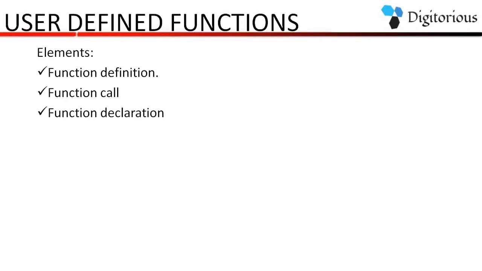The function definition is nothing but the set of instructions we want to get executed. The function call is the call we give to the function whenever we need to execute those set of instructions. The function declaration is the declaration of the function we give in the beginning of the program. In the beginning of the program, we need to mention what all functions will be defined in that program. That is known as the function declaration.